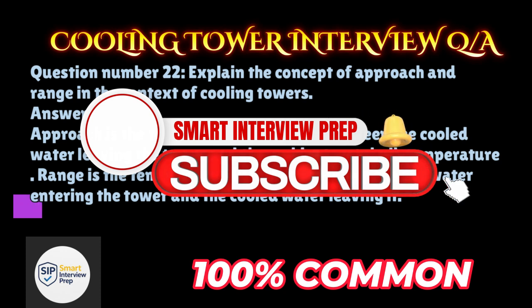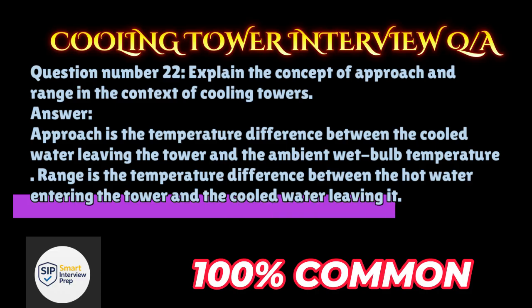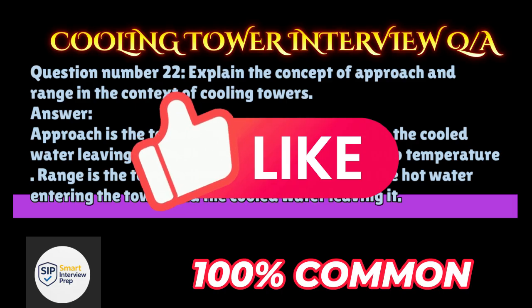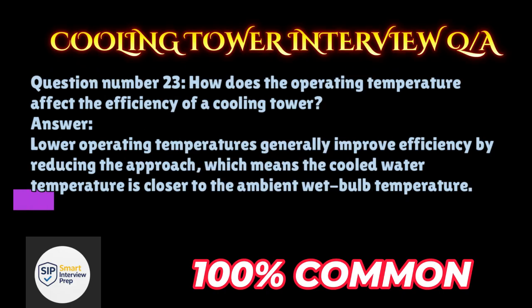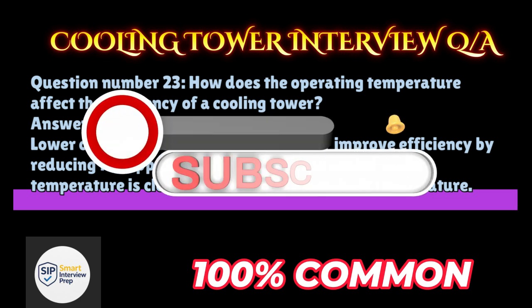Question number 22. Explain the concept of approach and range in the context of cooling towers. Answer. Approach is the temperature difference between the cooled water leaving the tower and the ambient wet bulb temperature. Range is the temperature difference between the hot water entering the tower and the cooled water leaving it. Question number 23. How does the operating temperature affect the efficiency of a cooling tower? Answer. Lower operating temperatures generally improve efficiency by reducing the approach, which means the cooled water temperature is closer to the ambient wet bulb temperature.